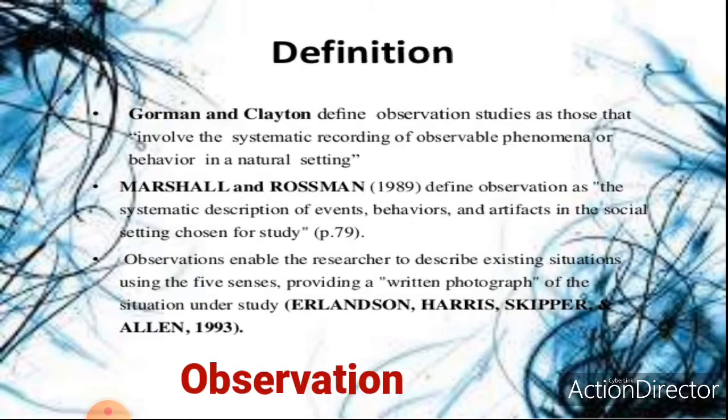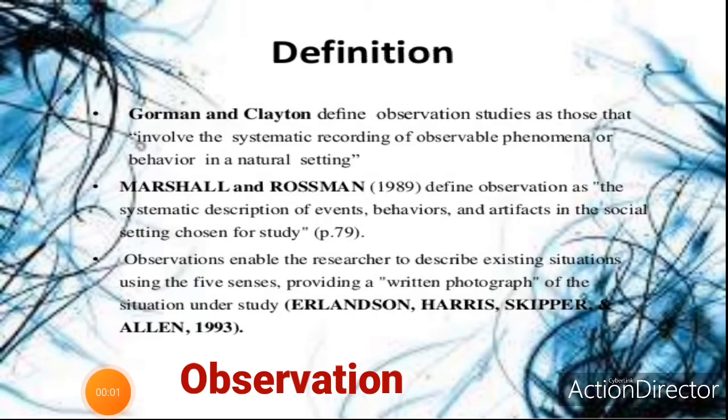Now, the next definition: observation is the systematic description of events, behavior and artifacts in the social setting chosen for the study. This definition was given by Marshall and Rossman in 1989. So, as per this definition, observation means a systematic description of events, behavior and artifacts in the social setting.